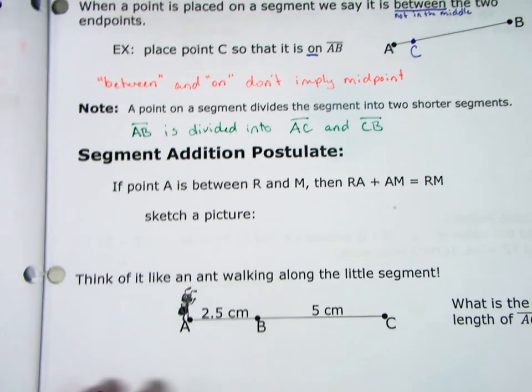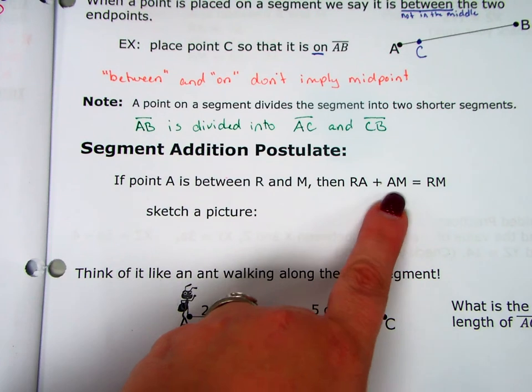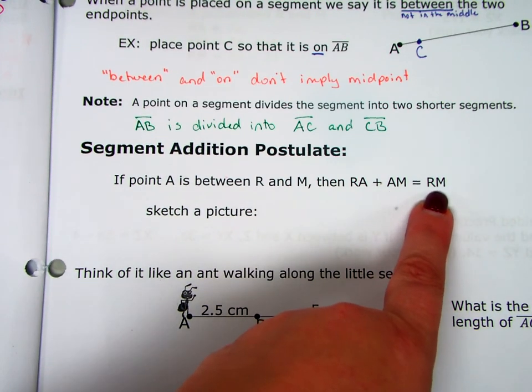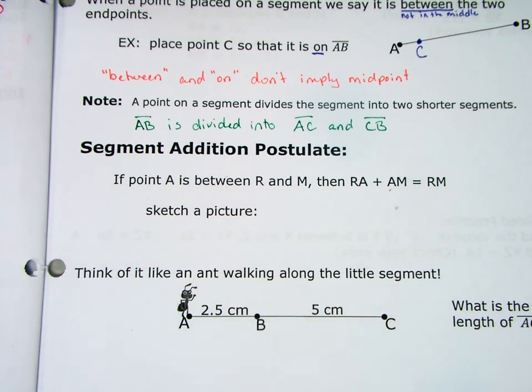The segment addition postulate we will use quite often throughout the entire year. A postulate is a rule that doesn't have to be proven. We will use the segment addition postulate in a proof, but we don't ever have to prove that postulate. And it says, if point A is between R and M, then the distance from R to A plus the distance from A to M is equal to RM, the distance from R to M. Notice there's no segment bars above these. That's how I know to say the distance from R to A, instead of saying segment RA.